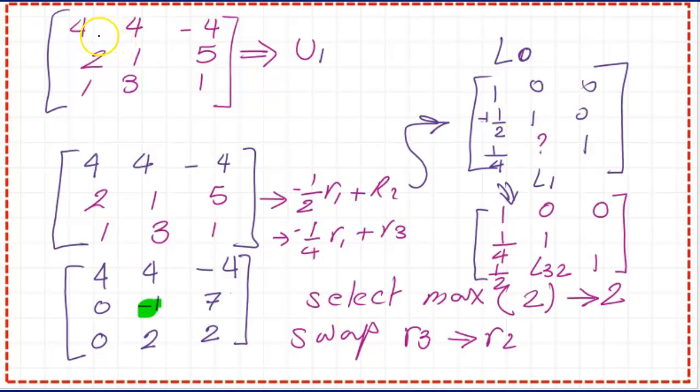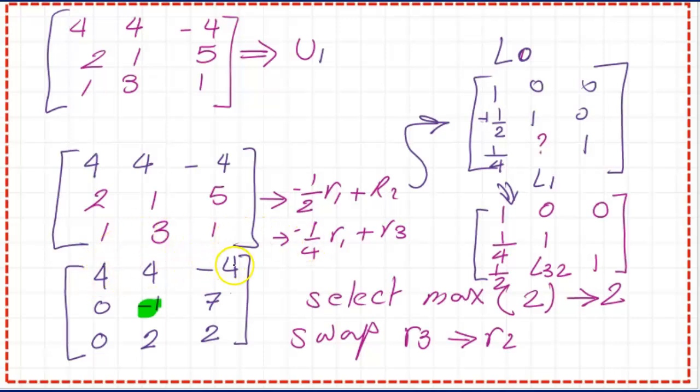In order to convert 4, 4, minus 4, 2, 1, 5, 1, 3, 1 to an upper matrix, we use this new element as a pivot. We will multiply minus 2 over 4 by R1, add to R2, and place the value in the new R2 position. And similarly for R3, we multiply minus 1 over 4 by R1, add to R3, and place it in the place of R3. We are going to perform the operations to create an upper matrix.